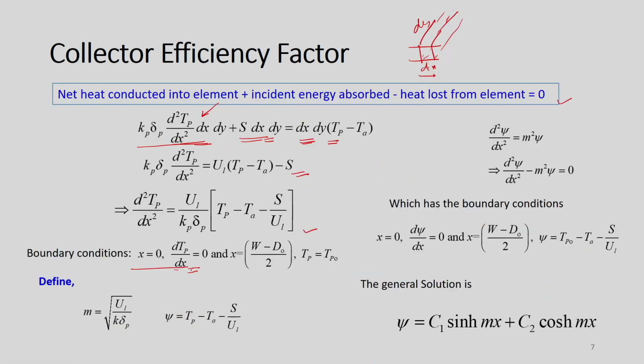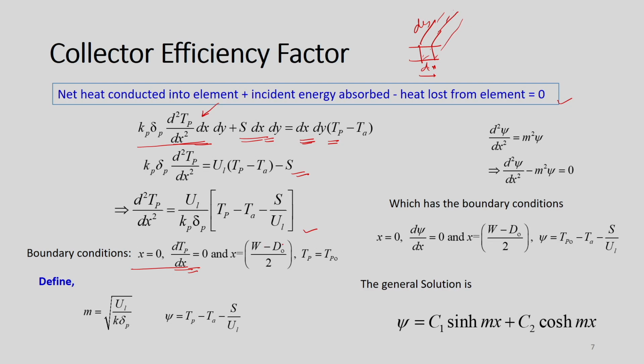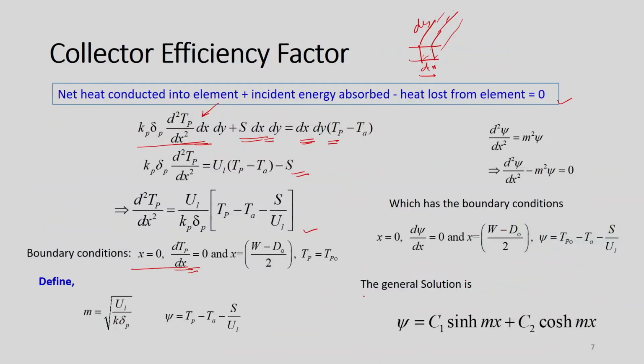So, this is boundary condition 1, and at x equal to w minus d naught by 2, Tp is equal to Tp naught. Okay. So, that also you can see, this is w, so this part is d naught by 2, and also this part is d naught by 2. Okay. So, w minus d naught by 2 plus d naught by 2, it will be w minus d naught. So, w minus d naught divided by 2. Okay. So, that means this is the one. So, Tp is equal to Tpo, right.